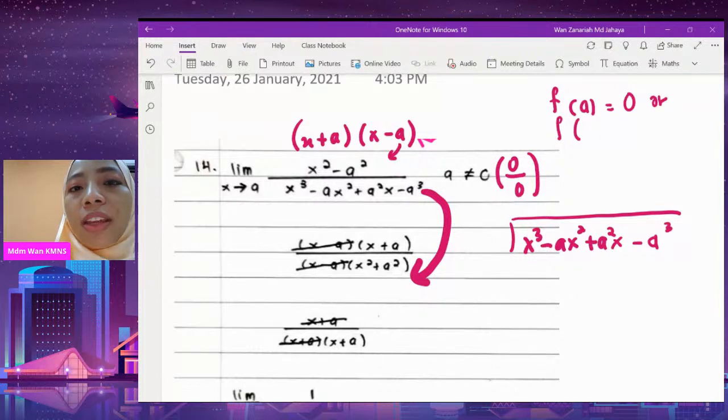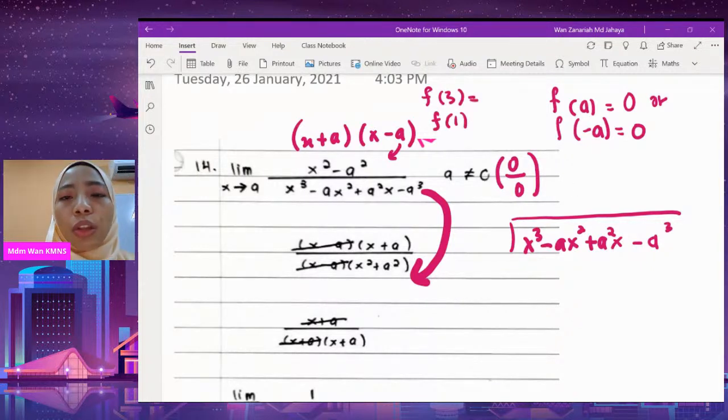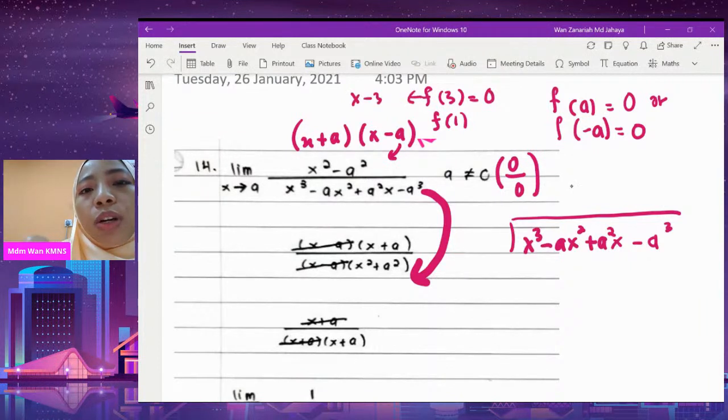Or f of x equals to negative a, f of negative a equals to 0. Because remember what you did before, whether f of 3 or f of 1 is one of the factors, you have to substitute. If it gives you 0, then x minus 3 is one of the factors. Clear or not? Write down, clear or not? Okay. And then I continue.